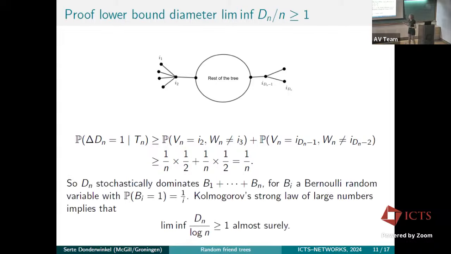We can compare it to a sequence of iid Bernoullis with success probability 1 over i, and then we can use Kolmogorov's strong law of large numbers to get that this lim inf is at least 1 almost surely.